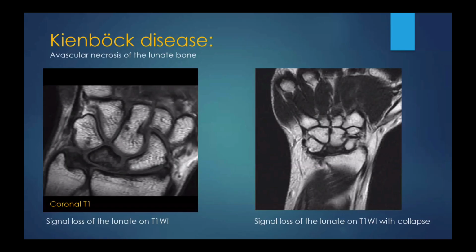Kienbock disease is avascular necrosis of the lunate bone. It can be presented with sclerosis where we lost the signal intensity on T1 and T2 weighted images, as shown in this image, and it might be presented with collapse and fragmentation of lunate bone and sclerosis. In this case, we got signal loss and sclerosis as well as collapse.